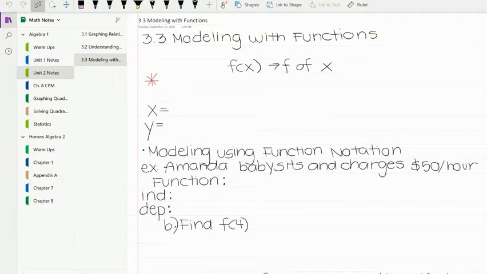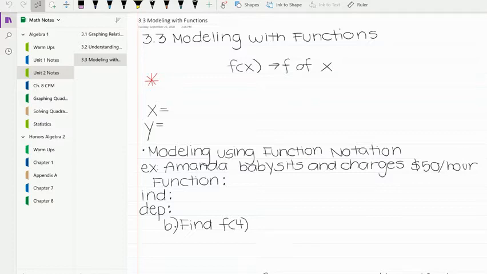We are looking at section 3.3, which is modeling with functions. We're going to be using a different notation in this class from now on. Typically when we have an expression, we don't have an equal sign. When we have an equation, we use y equals. And when we have a function, which is new, we are going to use f parentheses x.